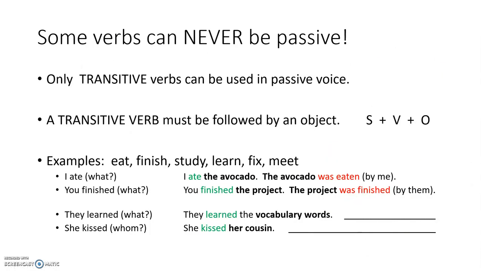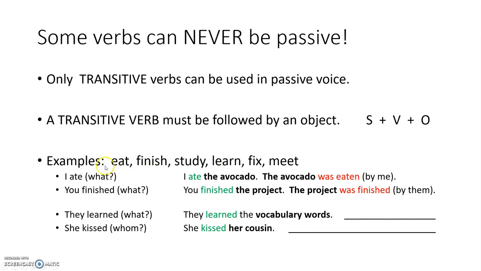Now, be careful because some verbs can never be passive. You need to learn 2 more grammar terms to describe verbs. The first one is transitive. Only transitive verbs can be used in passive voice. A transitive verb must be followed by an object. Subject plus verb plus object.